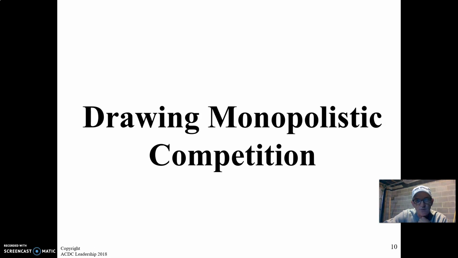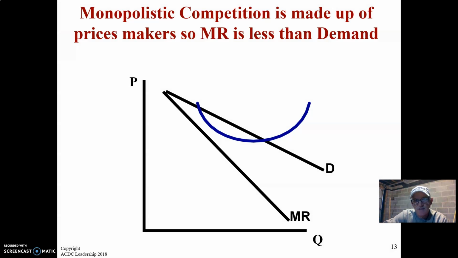We'll buzz through this real quick. You guys already know how to draw monopolistic competition. The good news is all of our rules are still in play. So monopolistic competition is made up of price makers, so marginal revenue is going to be less than demand. Since they're price makers, this is a monopolistic characteristic, and so the monopoly gang sign will come into play.